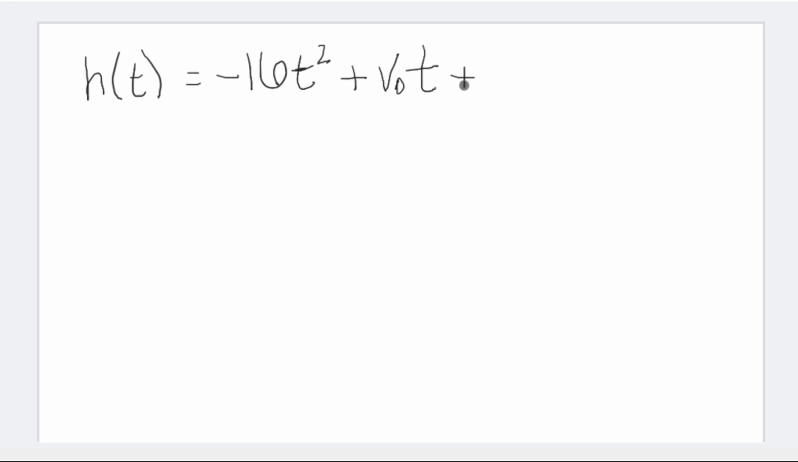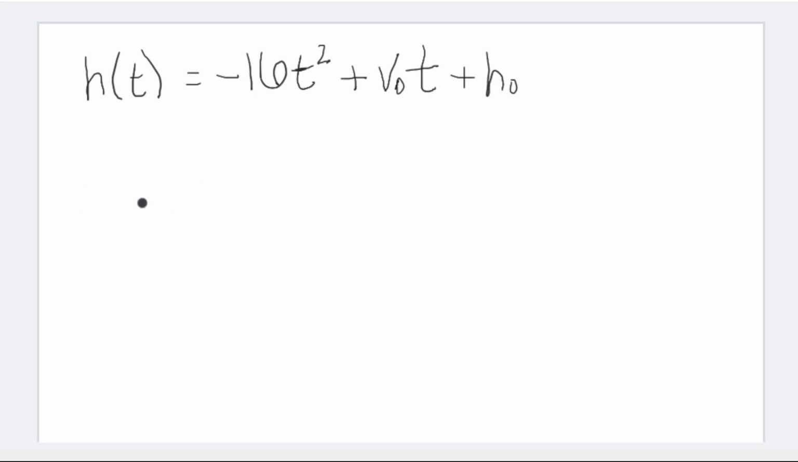And then at the end, we have our initial height, which we use h naught to describe. That h naught is the y-intercept. Okay, it's where you start tracking the time because that's when it leaves your hand.